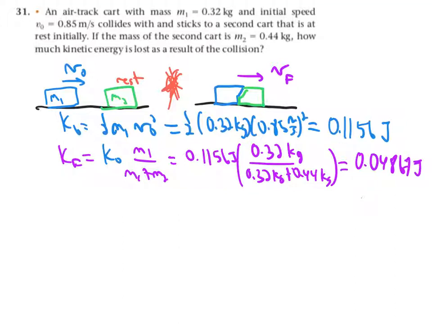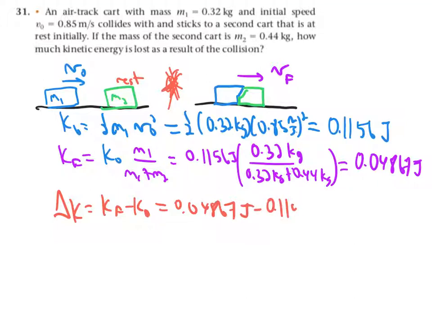joules. So finally, delta K, which of course is just Kf minus K initial, turns out to be 0.04867 joules minus 0.1156 joules, which is minus 0.06693 joules, which really, because we have at best 2 sig figs, is really something like 0.067 joules. So that's the change in kinetic energy.